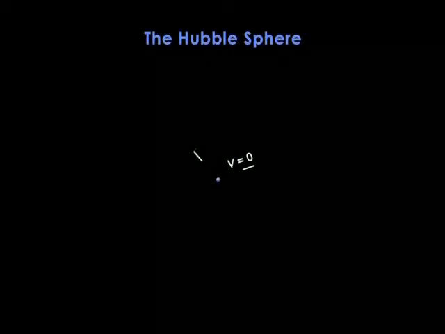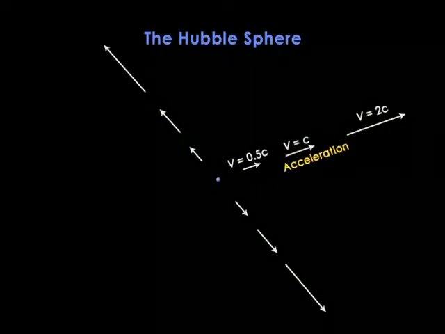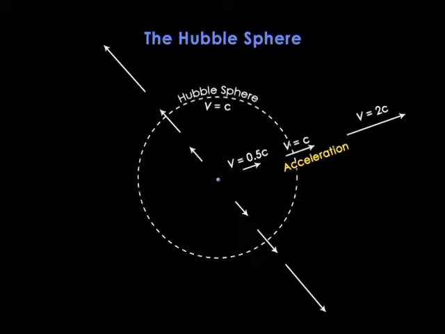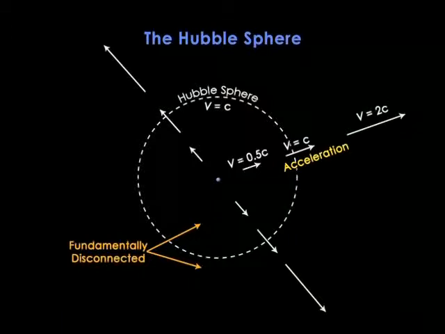extremely interesting way. Let's focus on a patch of vacuum and watch its expansion. At some distance, the region's boundary is moving away from its center faster than the speed of light. Now remember, space itself can move faster than light. It's just that things can't cross space faster than light. Now, the place where this light speed threshold is crossed is called the Hubble sphere. And once it's crossed, the material outside becomes fundamentally disconnected, severed, if you like, from the material inside.